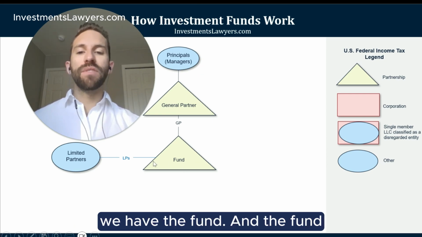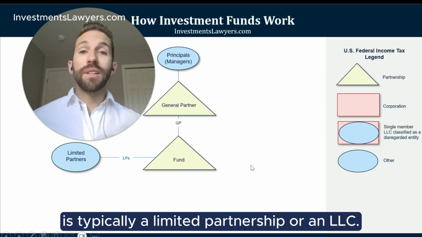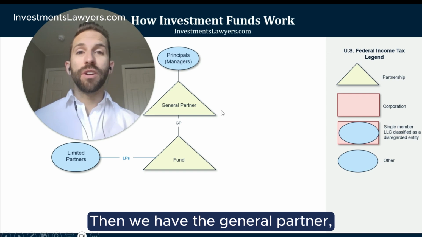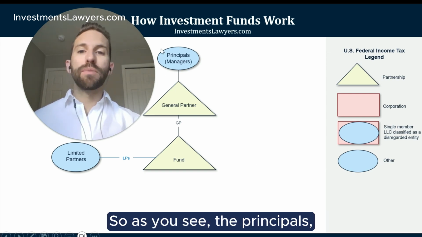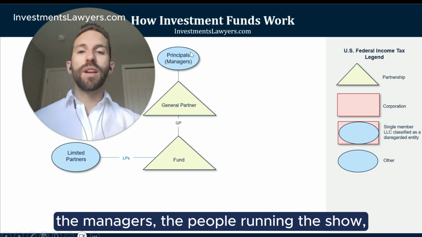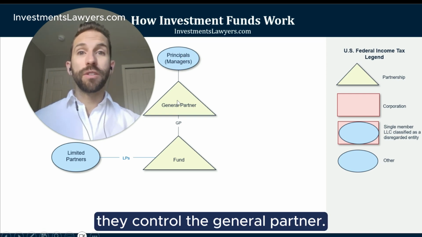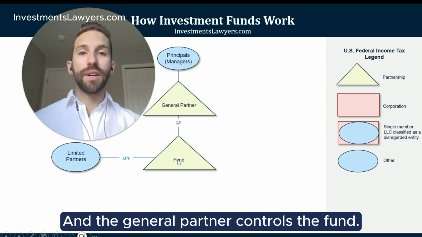So at the bottom, we have the fund. And the fund is typically a limited partnership or an LLC. Then we have the general partner, which is the entity that controls the fund. So as you'll see, the principals, the managers, the people running the show, they control the general partner, and the general partner controls the fund.